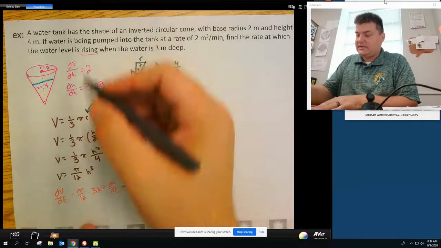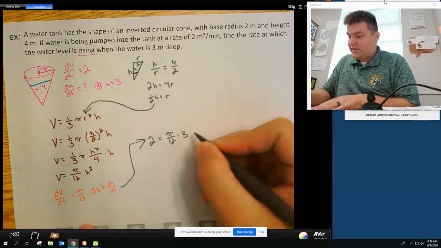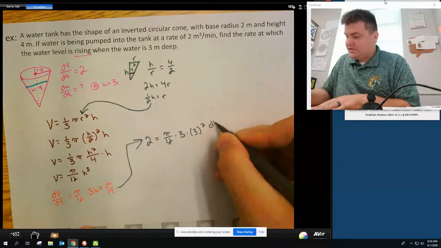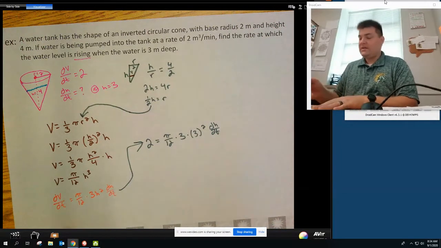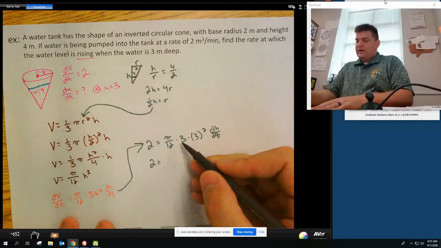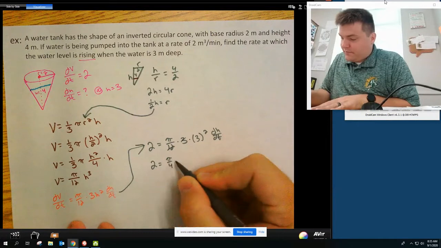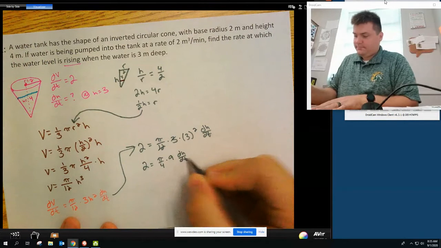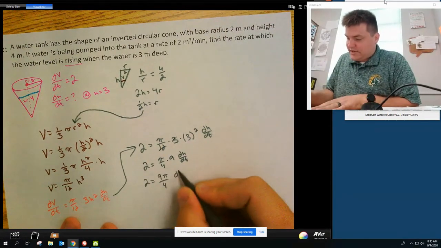So dV/dt is equal to 2. So 2 equals pi over 12 times 3 times H, which is 3 squared, dH/dt, because I want to solve for dH/dt. When I do this, I'm going to simplify this a little bit, so that's going to make that into a 4. So pi over 4 times 9 dH/dt. So 2 equals 9 pi over 4 dH/dt.